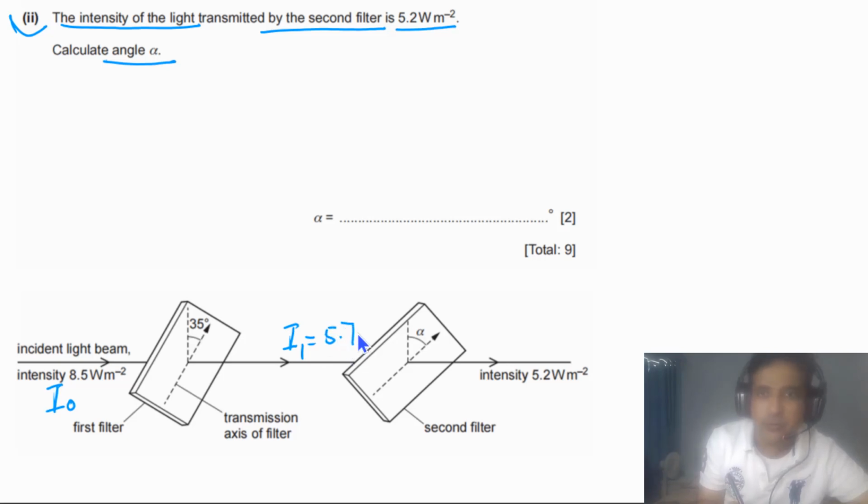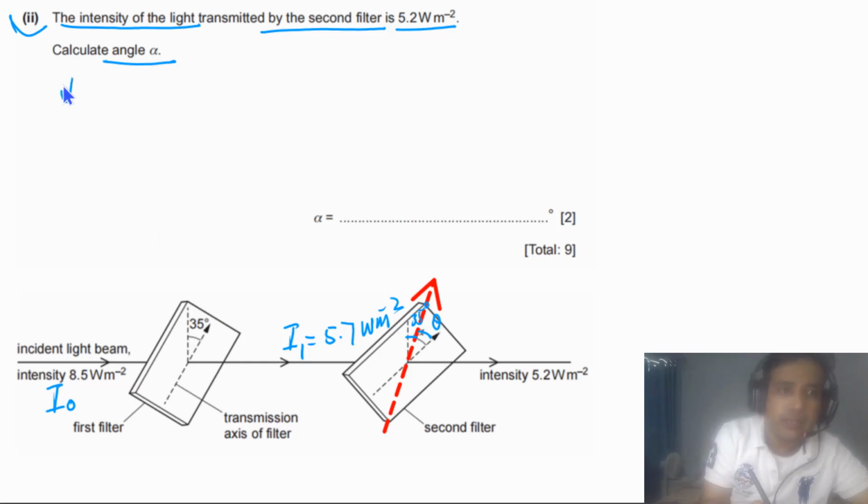I1 was equal to 5.7 watts per square meter. Now we need to find out the value of this angle alpha, and alpha is the angle from vertical. So we can draw first of all another arrow here. This arrow is representing an angle of 35 degrees. So this angle is 35 degrees with vertical. We can say this angle is theta.